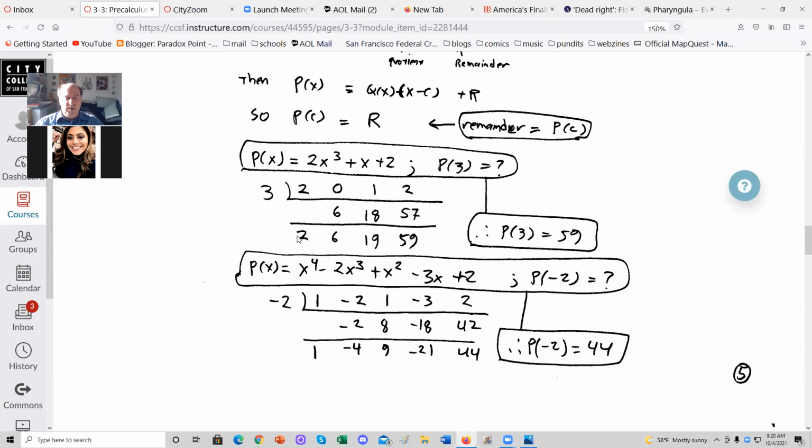Bring down the 2. 2 times 3 is 6, plus 0 is 6, times 3 is 18, plus 1 is 19, times 3 is 57, plus 2 is 59. So p at 3 is 59.